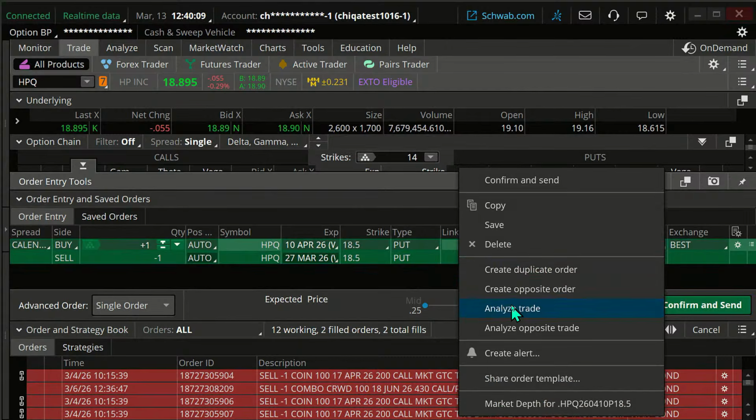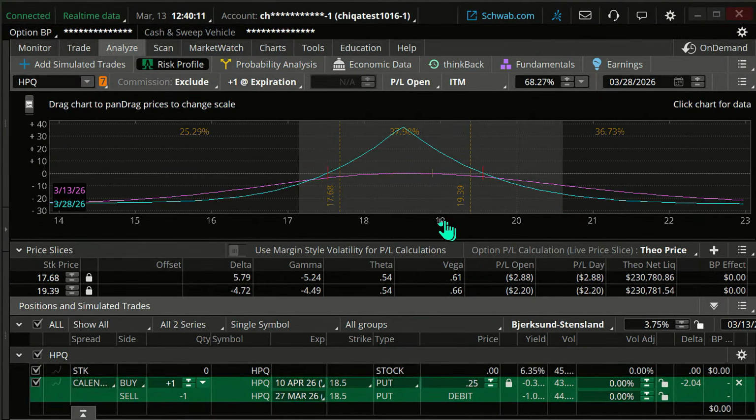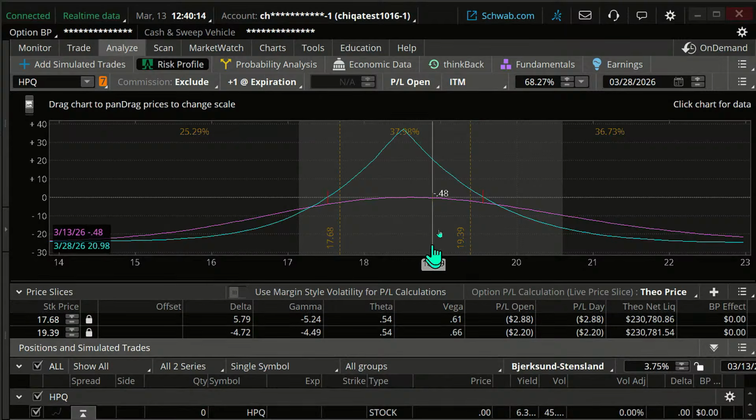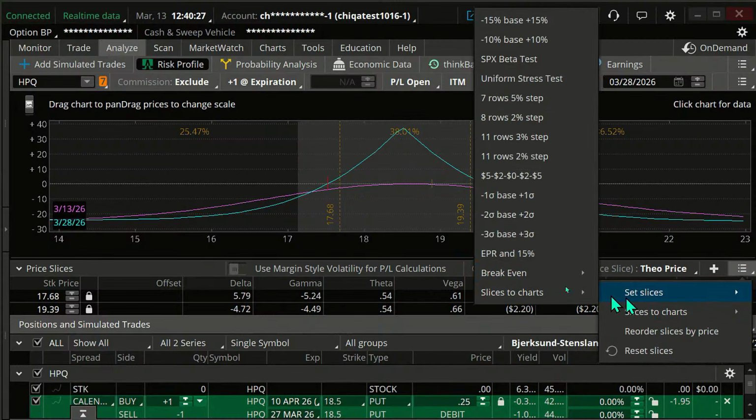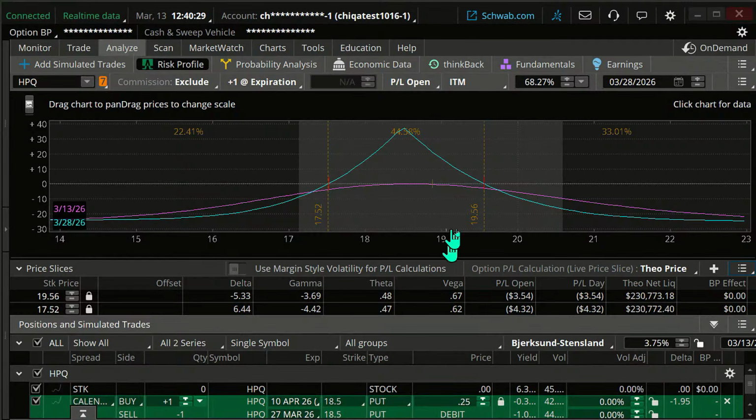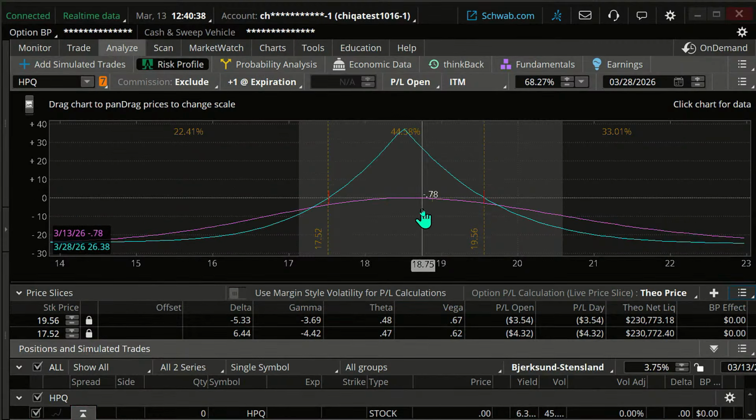Okay, so let's do this. Let's analyze it. Okay, analyze. There it is. And we can look at this and say, not a high probability trade, probably. Let's see, we're doing March 28th. Got that. I'm going to set my slices to break even. And about 44, 45% probability here.